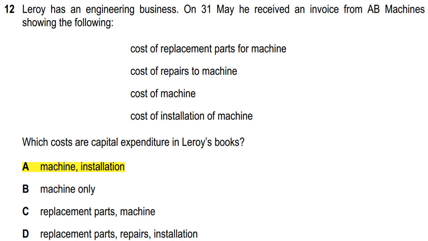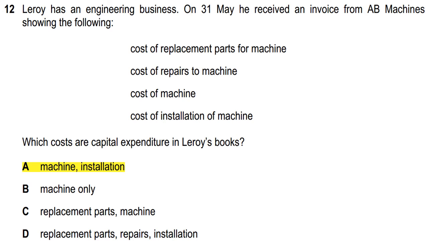And number 12: Leroy has an engineering business. On 31st May he received an invoice from AB Machines showing the following: cost of replacement part of the machine, cost of repairs to machine, cost of installation of machine. Which cost are capital expenditure in Leroy's books?